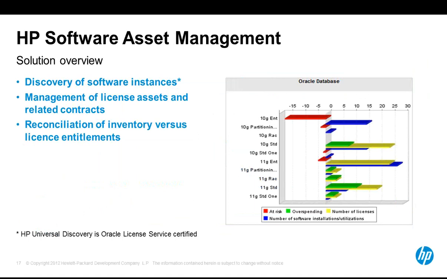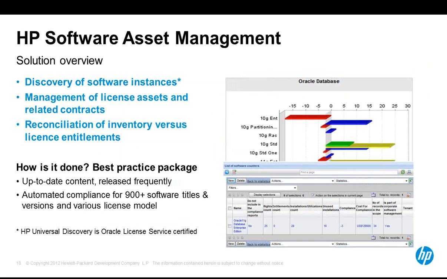So you remember that the second process on the previous slide was the license management. We are automating it through part of our solution, which is contract management. We can track and manage any kind of your contracts, purchase, license, maintenance contracts. And the last part is the reconciliation of inventory versus license entitlements. Our solution automates compliance.